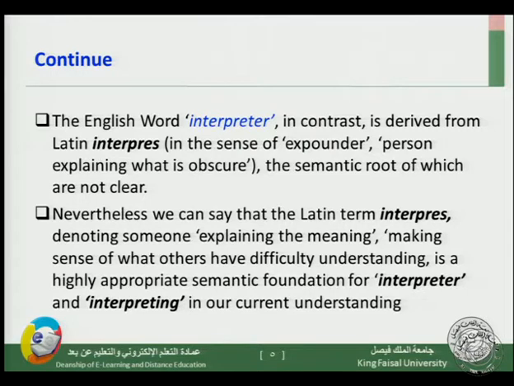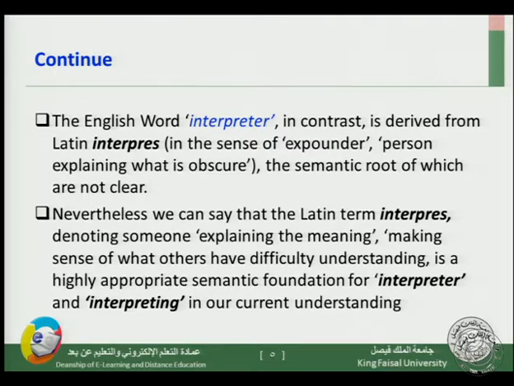was derived from the Latin interpres, in the sense of expounder. So the origin of the word interpreter is the Latin interpres. English took the word from Latin and used it. In Latin, interpres means expounder. To expound means to explain. It's more or less the same: interpret and explain, but probably in a different language.